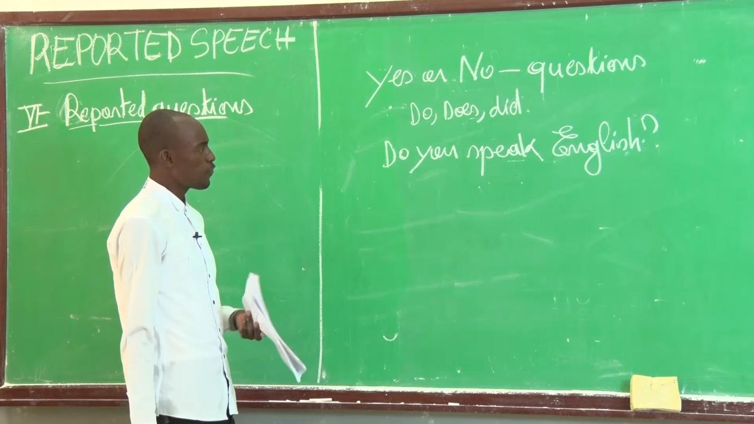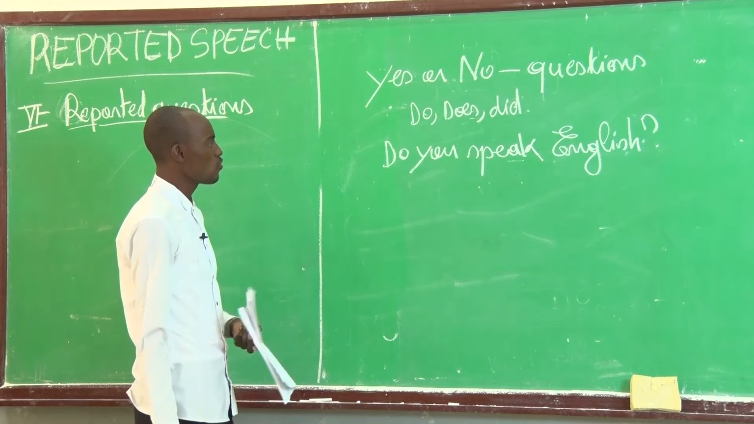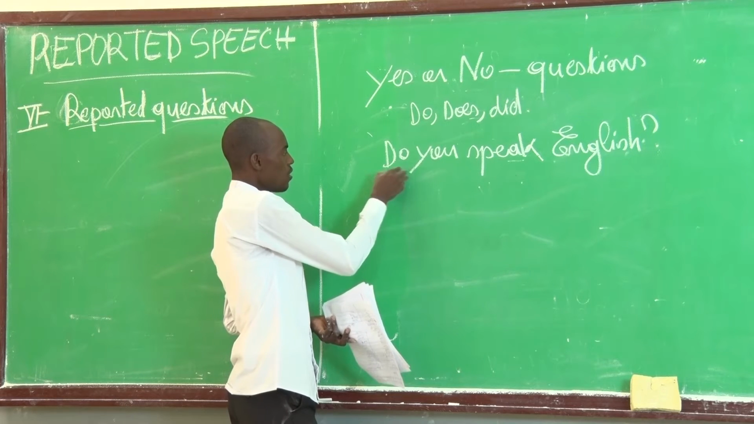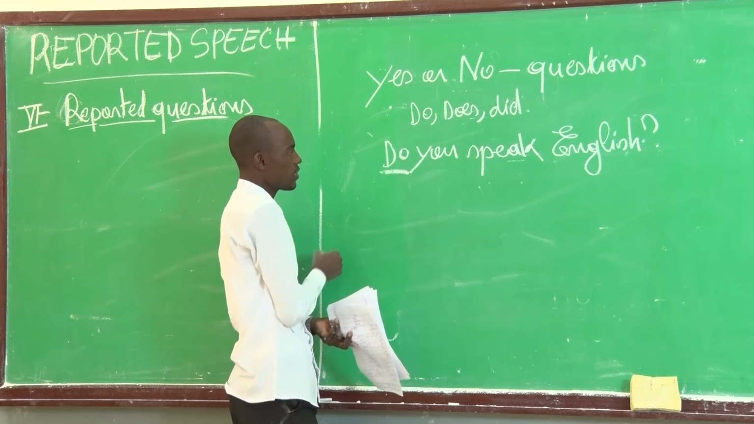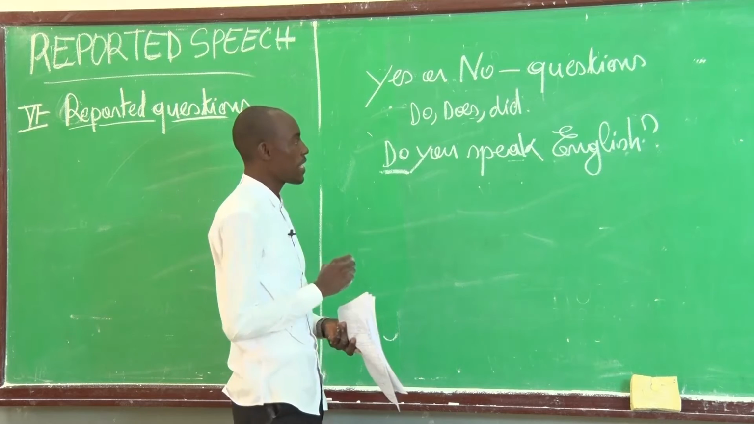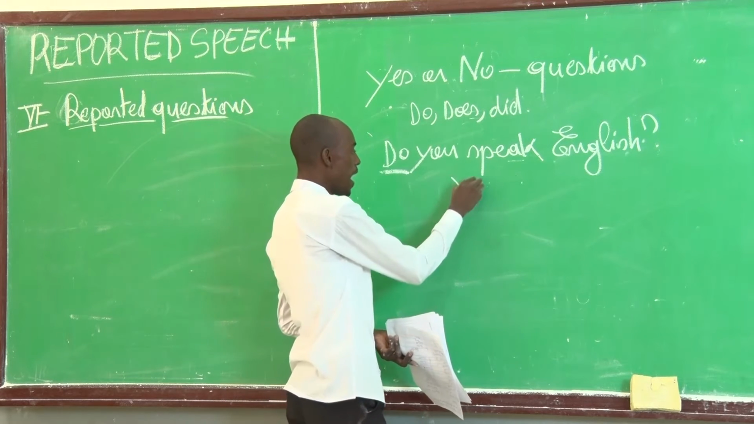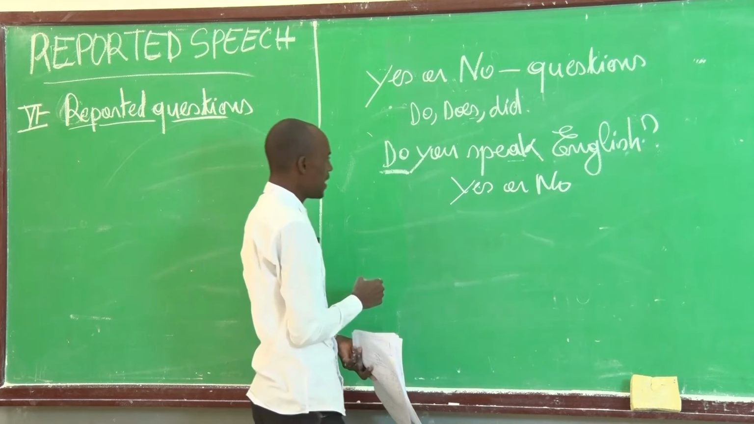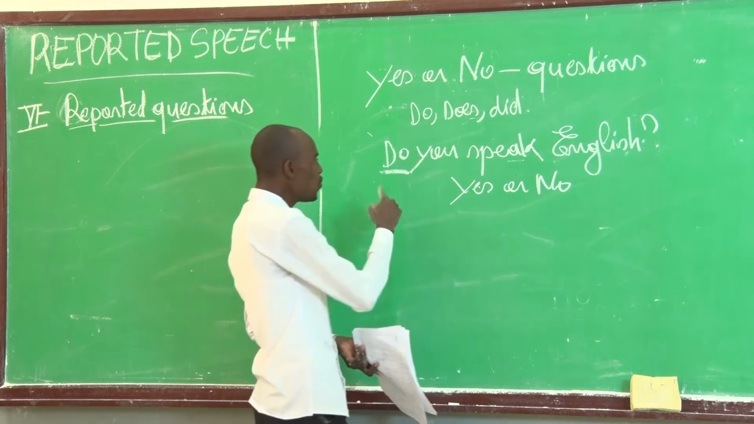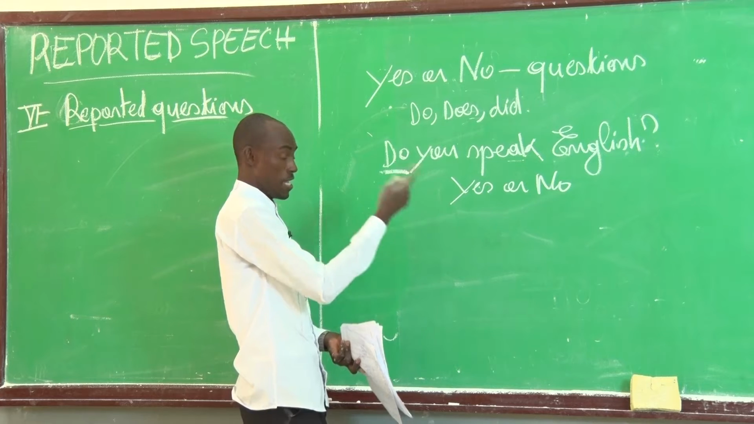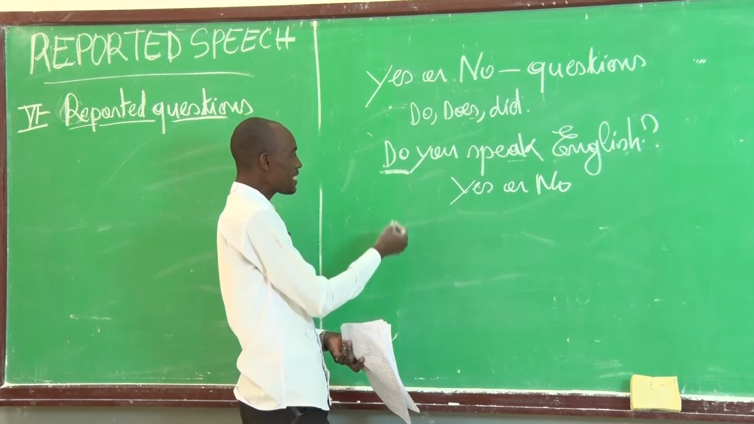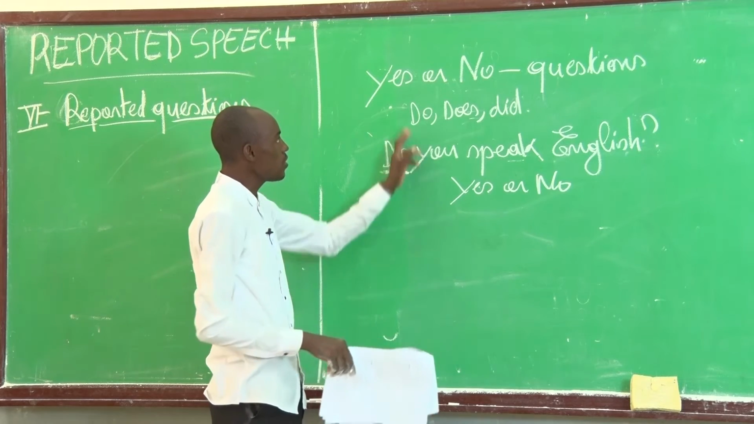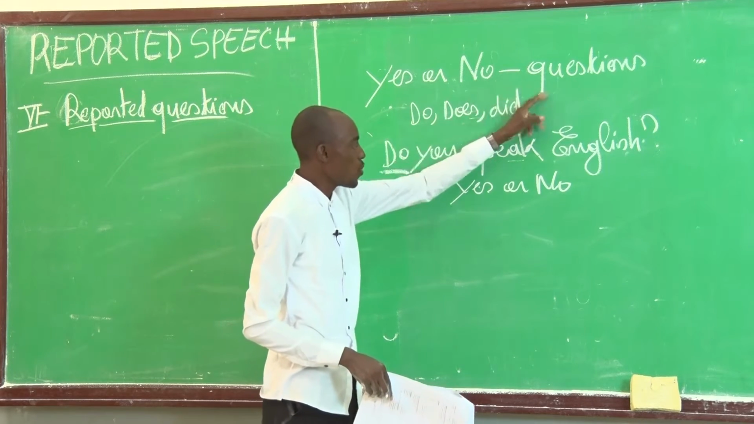This type of question is called a yes or no question because it starts with an auxiliary, okay? And here the answer can be yes or no. We say yes or no. Do you speak English? Yes or no. That is why these kinds of questions are called yes or no questions.